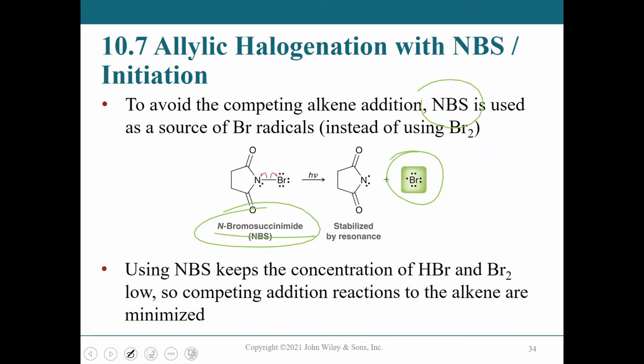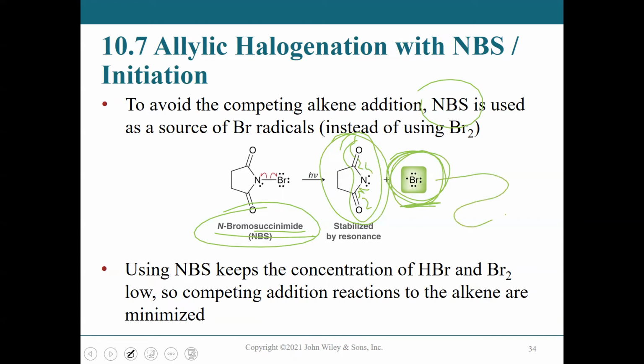What happened with the other half of the molecule? The other half is succinimide. Succinimide is stabilized by resonance. See here, here, here, and also here, here, and here, right? It's stabilized by resonance. This is a whole resonance area, or let's say a chain of atoms. So that helps that second radical be stabilized. It's kind of like an inhibitor. But the important thing is that you only produce one bromine radical.